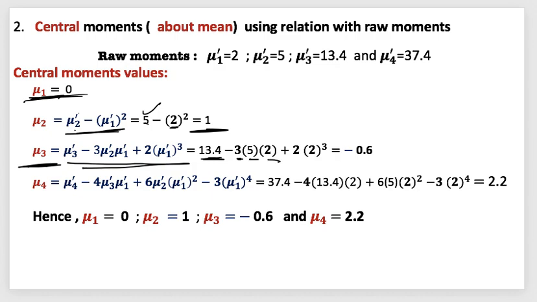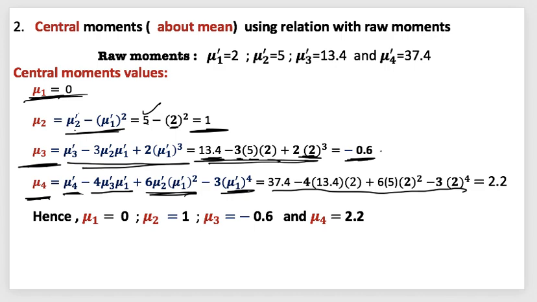For mu3, we will use this formula: mu3 dash minus 3 times mu2 dash mu1 dash plus 2 times mu1 dash cube. After simplification, you can cross-check it on your calculator, it is minus 0.6. And for mu4, we apply the formula mu4 dash minus 4 times mu3 dash mu1 dash plus 6 times this, minus 3 times mu1 dash to the power 4. When we plug in all the values and simplify, we get 2.2. So these are the central moments.